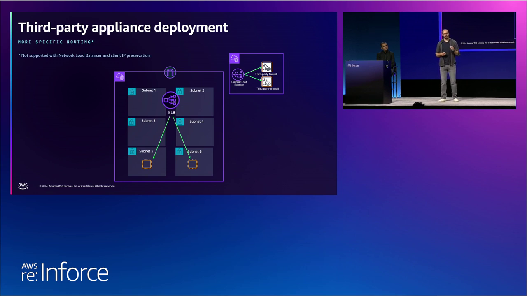So we're doing some software-defined magic to make that work. Now, what this means is you can't really do client IP preservation on NLB and put the firewall in this scenario like I'm going to show you in a second. So just be aware of that.